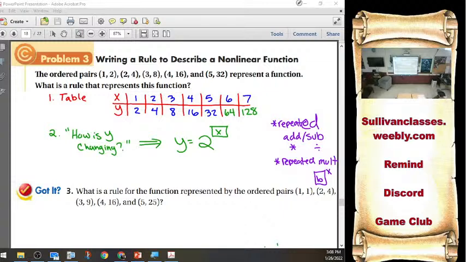Number 3, get it. Start with the table. List it out as a table so it's easier to see the pattern. Like, what are they doing every time? Are these special numbers that I should know? Like, if you just happen to know your cubes, well, that previous problem would have been fine.